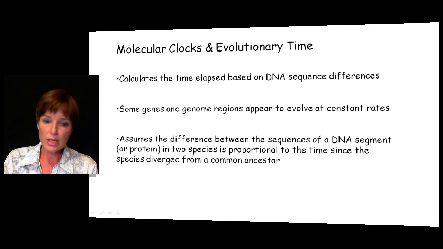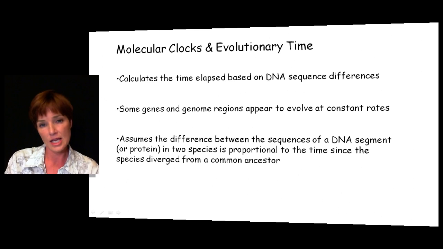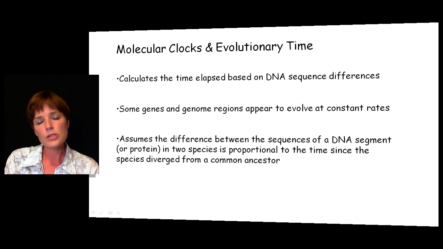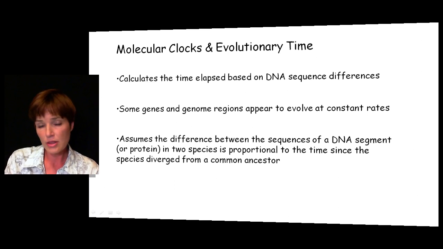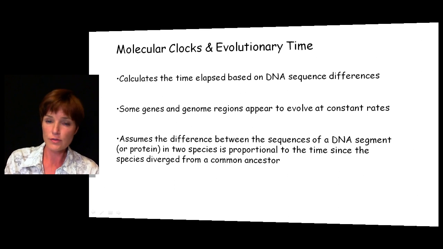We're then assuming that the difference between the sequences of DNA is proportional to the time since the species evolved from a common ancestor. So what we're able to do with all of this information is help to draw up that phylogenetic tree and then also get some rough idea of evolutionary time. So this means that we can try to put some type of a numerical value on the number of years that have evolved from that common ancestor to the organisms that we're looking at today.